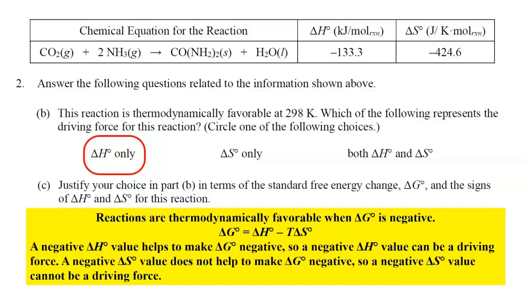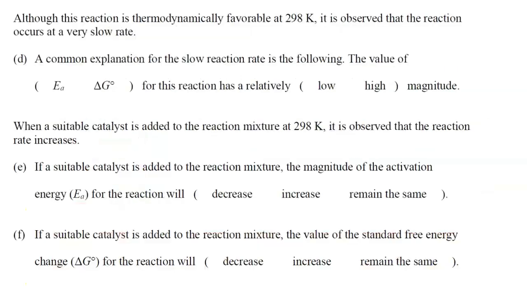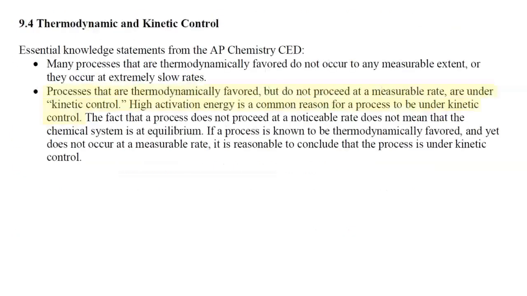Now let's take a look at part D of this question. It says, although this reaction is thermodynamically favorable at 298 Kelvin, it is observed that the reaction occurs at a very slow rate. So part D falls under topic 9.4, thermodynamic and kinetic control. What's highlighted on this slide says processes that are thermodynamically favored but do not proceed at a measurable rate are under kinetic control. And high activation energy is a common reason for a process to be under kinetic control.